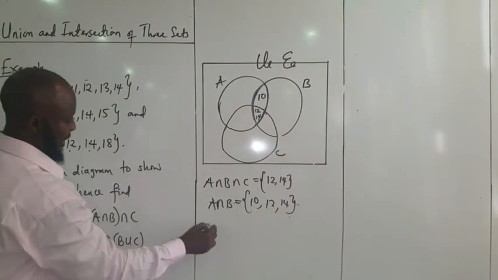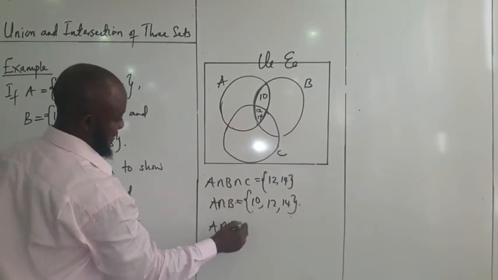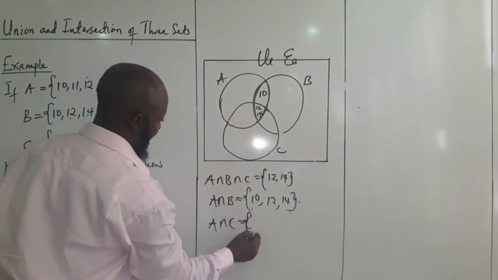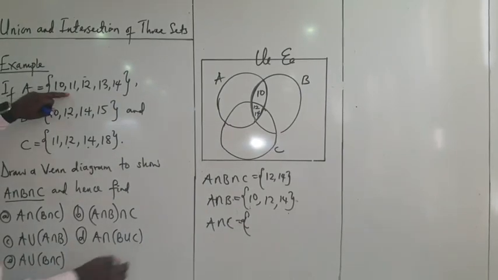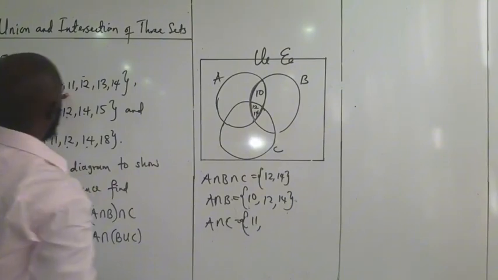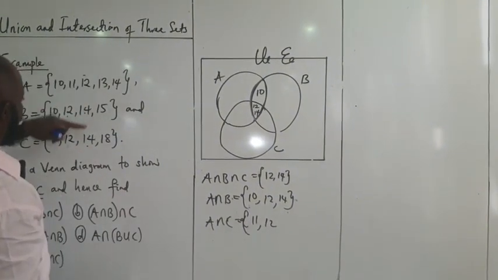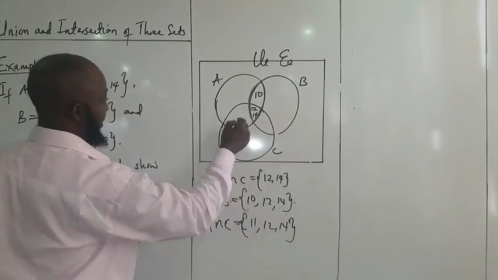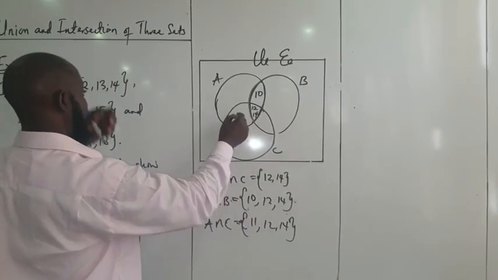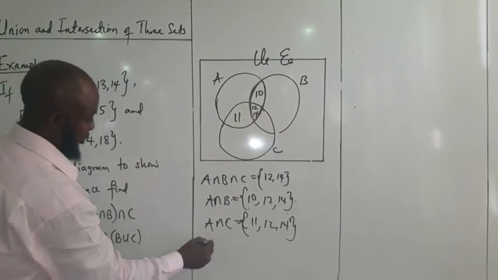Then we go to A intersection C. So where A and C meet. So we consider A and then C. The first one is 11, and the next one is 12, and the next one is 14. So that is, so we have 12, and so what will be here is what? 11.